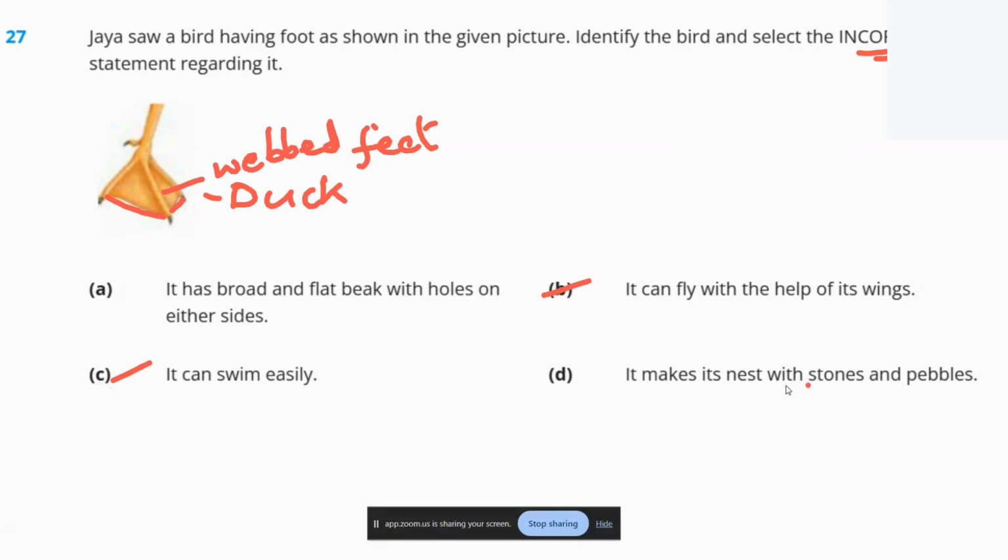It makes its nest with stones and pebbles. No, this is the incorrect statement. So option number D is our right answer, because the duck does not make its nest with stones and pebbles.